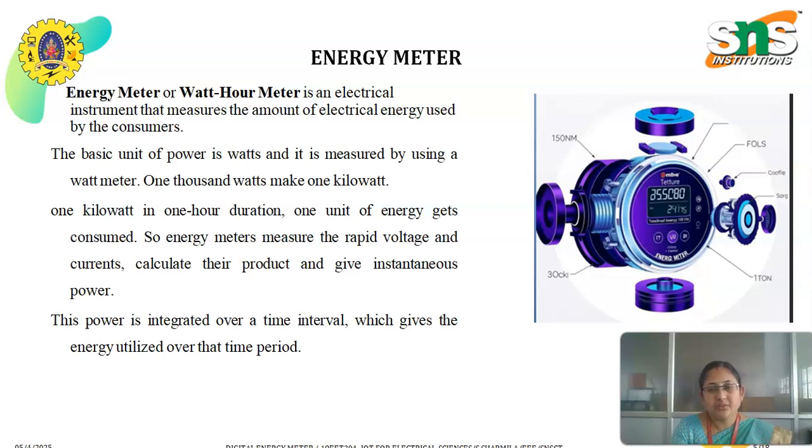The energy meter is used to measure the electrical energy consumed in our homes and industries. The basic unit of power is the watt, used to measure how much power is utilized in our home. 1000 watts is 1 kilowatt, and if 1 kilowatt of power is consumed for 1 hour, it is 1 unit of energy. So energy meters calculate how much energy is used over a particular interval of time.